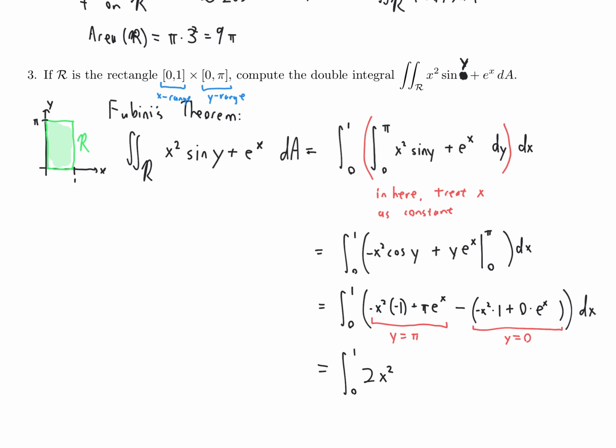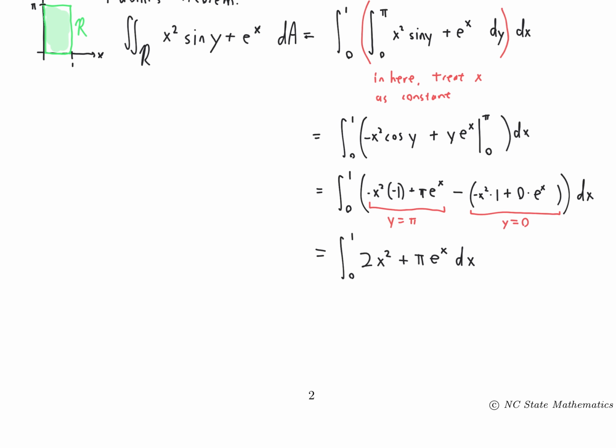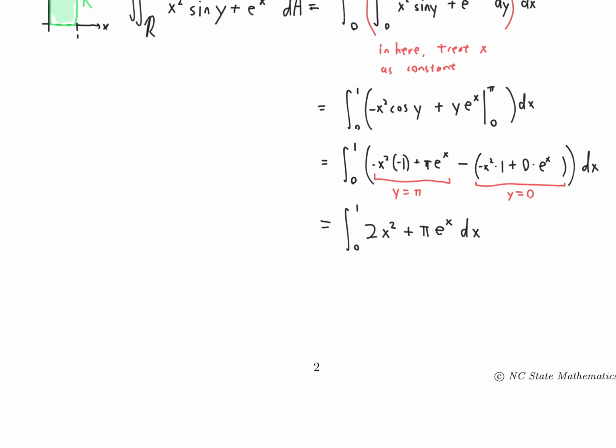So I'm going to have an expression now just with x's in it. So it ends up being 2x squared plus pi times e to the x, and I'll integrate that dx. And now it's a single variable calculus problem. I can just integrate this function with respect to x, do this definite integral. So again, I use the fundamental theorem of calculus, take the antiderivative of this expression, and then I'll go ahead and plug in x equals 0, x equals 1, and subtract.